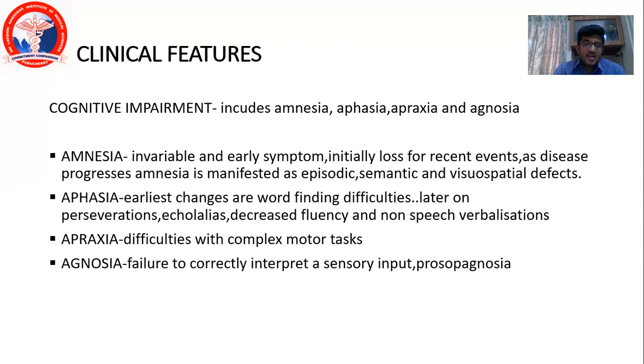In aphasia, the patient might have word finding difficulties, and the earliest sign is word finding difficulty, and later on it might lead to perseverations, echolalias, decreased fluency, and non-speech verbalizations. Apraxia is difficulty with complex motor tasks, even though a patient can understand what the task is that is being told. And agnosia is failure to correctly interpret a sensory input. So prosopagnosia is the inability to identify faces, the familiar faces.